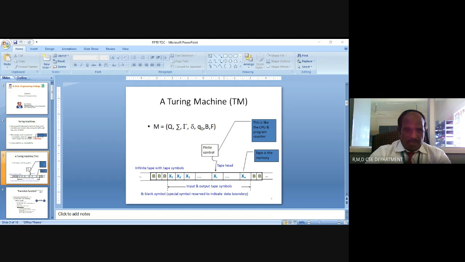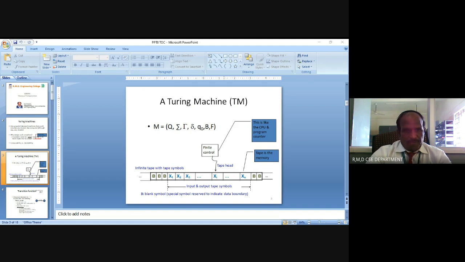Let us see that it is an infinite tape. The left-hand side and right-hand side are infinite tape. B indicates the blanks. X1, X2, X3, these are all input symbols, Xi being an input symbol. Here we have a finite control, which is the CPU of the Turing machine, which controls the overall working of the Turing machine. It has the read-write head. It can read one symbol at a time, write one symbol at a time, and move to either the left-hand side or the right-hand side, depending on the control of the finite control.